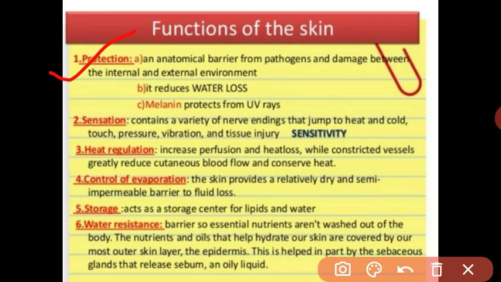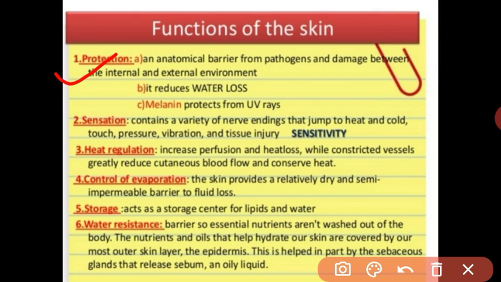It protects the underlying tissue from mechanical shock, mechanical injury. It is also a mechanical barrier from pathogens, meaning any germs, any bacteria. It prevents them from entering our body. Got it? It also prevents water loss, meaning it prevents the loss of water by evaporation. The skin also has the melanin pigment. This pigment protects the body against ultraviolet light. It is harmful light. Got it? The first function of the skin is protection.